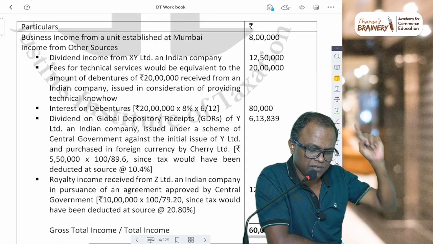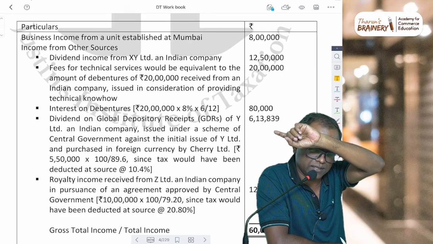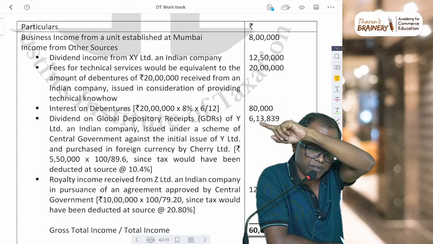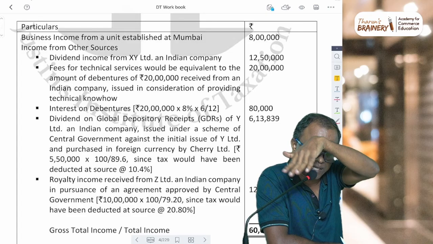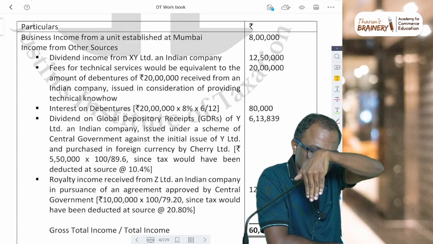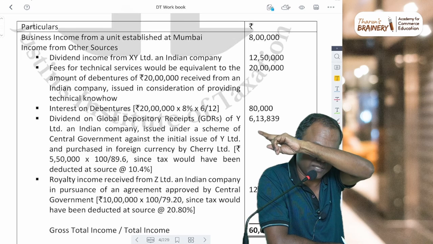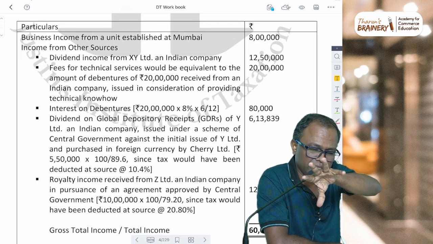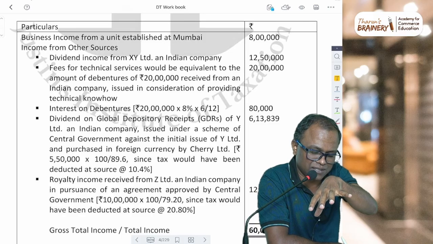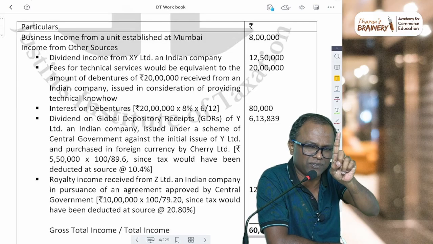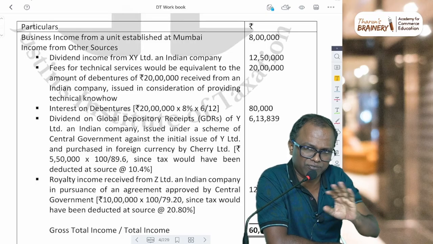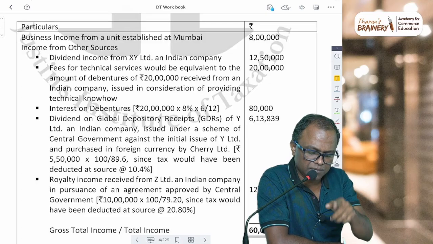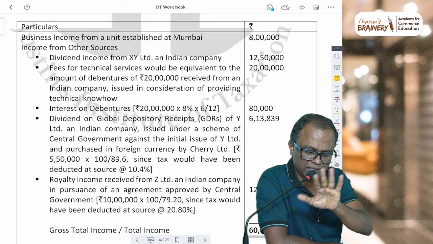Out of which, remember, first, dividend income from XY Limited, an Indian company, will be taxable at a flat rate of 20%. Business income, 35% normal rate. Dividend, 115A, 20%. Fees for technical service, as there is no agreement, this 20 lakhs will be taxable at 35% normal rate. Interest on debentures, 80,000. Money incurred in Indian currency, not foreign currency. Debt is not incurred in foreign currency, so 115A cannot apply. Normal provision, 35%. Dividend on GDR, 115AC, 10%.